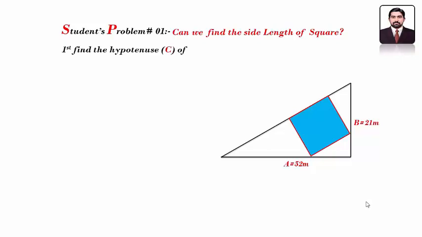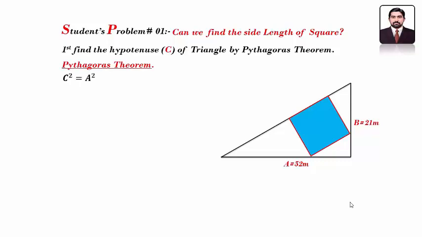First, find the hypotenuse C of the triangle by the Pythagoras theorem. The Pythagoras theorem is C square is equal to A square plus B square. Put in this data. Here A is 52 meter and B is 21 meter. Now do some mathematics. C is equal to 56.08 meter. This is the hypotenuse of this right angle triangle.